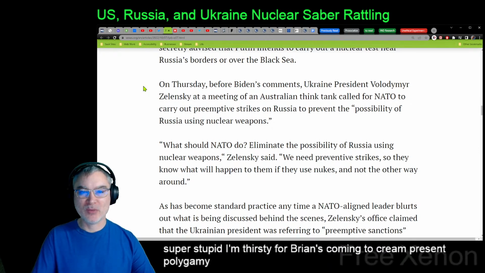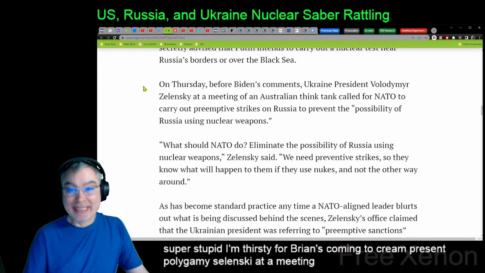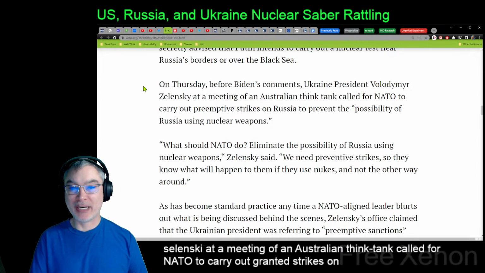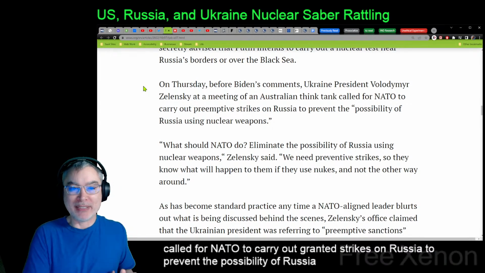On Thursday, before Biden's comments, Ukraine President Volodymyr Zelensky, at a meeting of an Australian think tank, called for NATO to carry out preemptive strikes on Russia to prevent the possibility of Russia using nuclear weapons.